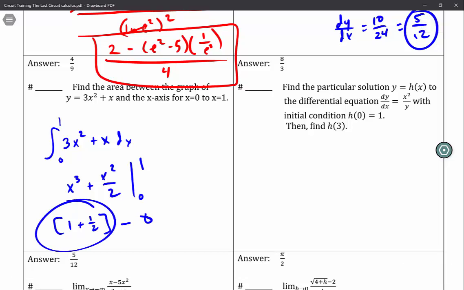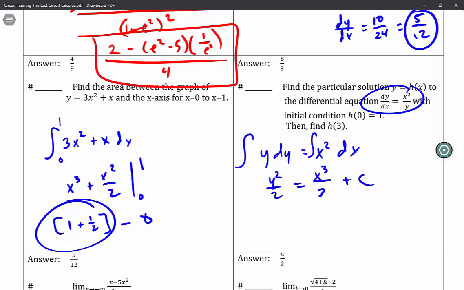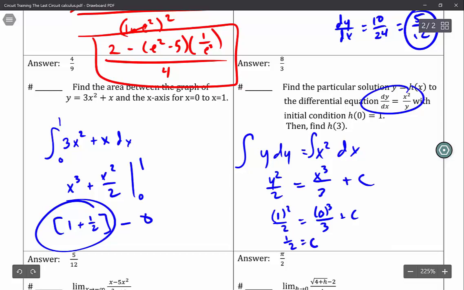Here's another one of these differential equations, right? Anytime we see something like this, we know we're doing the separating and integrating. So y dy equals x squared dx. Y squared over 2 equals x cubed over 3 plus c, because we did the integral of both sides. And what I was saying earlier is maybe we just want to practice plugging in here. So if we plug in, 1 squared over 2 equals 0 cubed over 3 plus c. 1 half equals c, nice and easy.